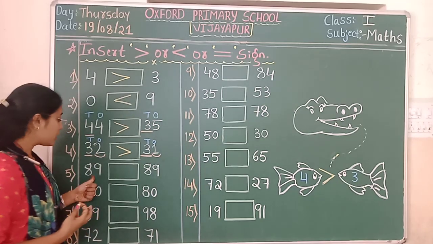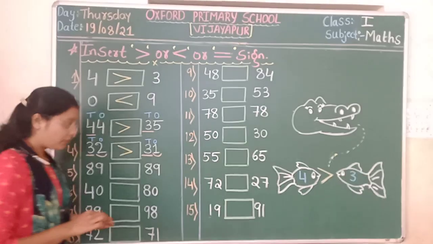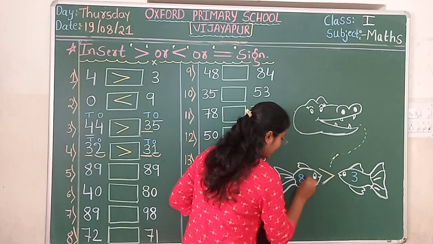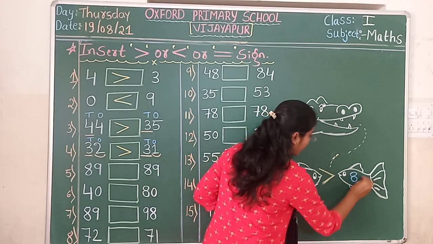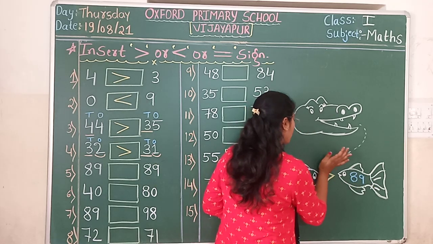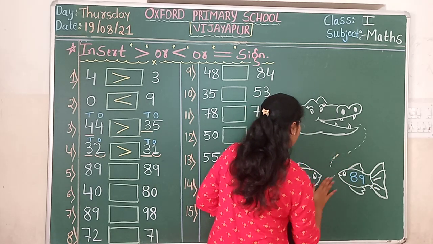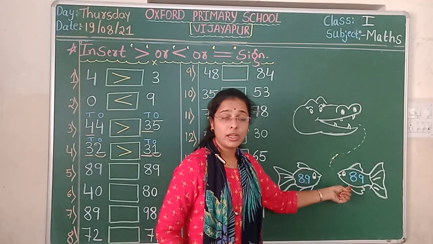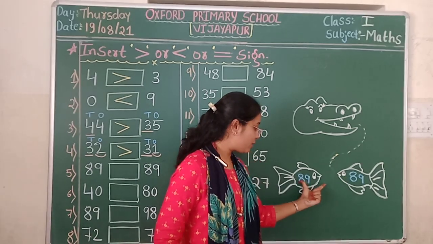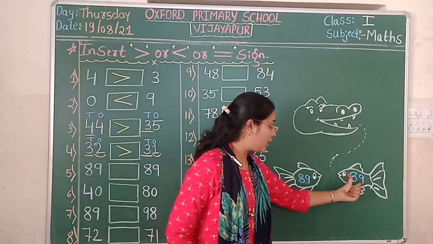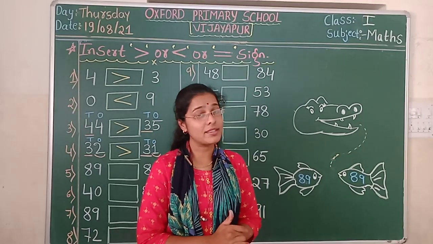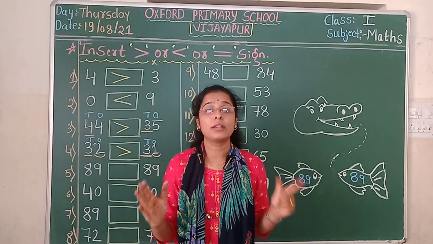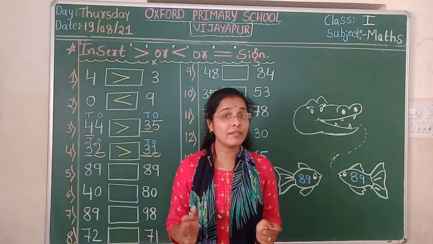Now going to 89 and 89. We are having the same numbers. Now what is going to happen? See here. Now we are having two fishes which contain the same number, means in the tens place we are having 8 as well as the same number in the 1's place. Means a fish containing an equal number, means fishes of equal size.